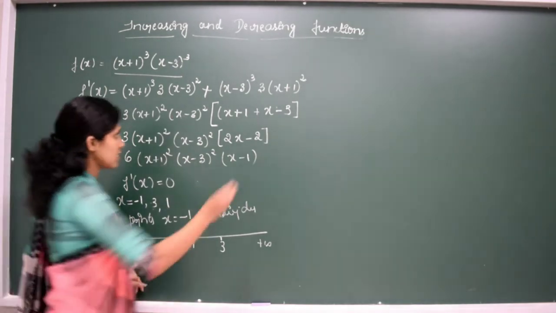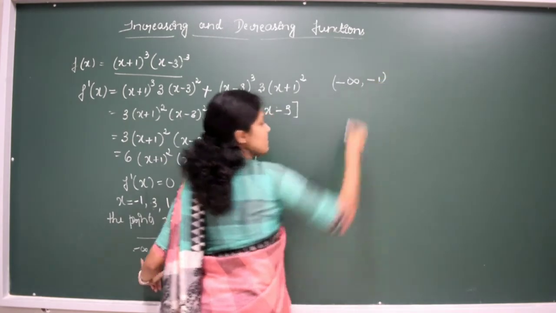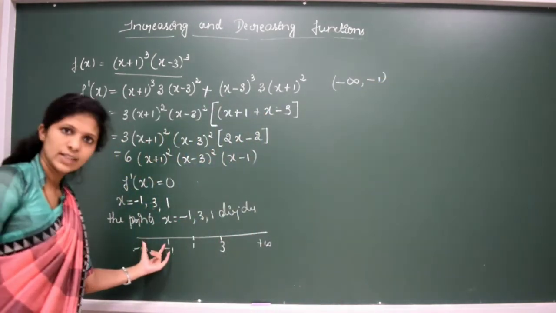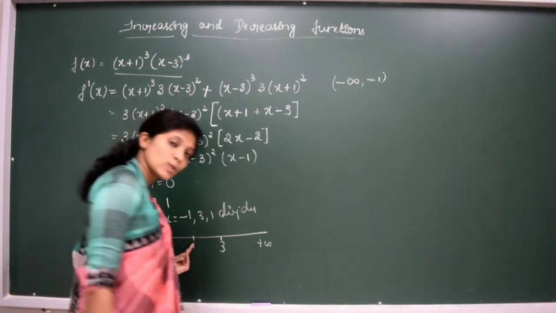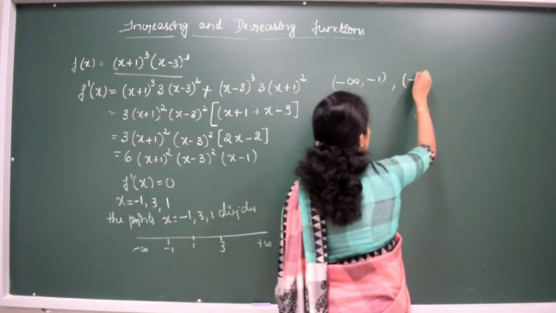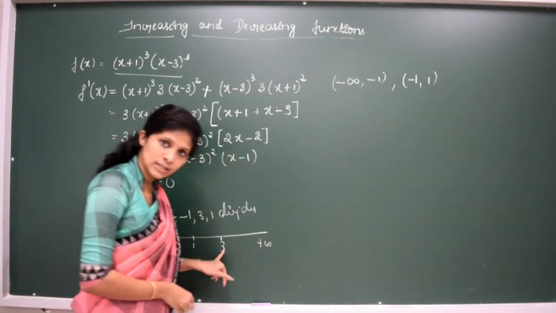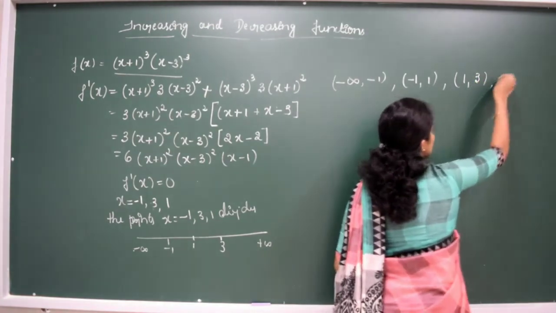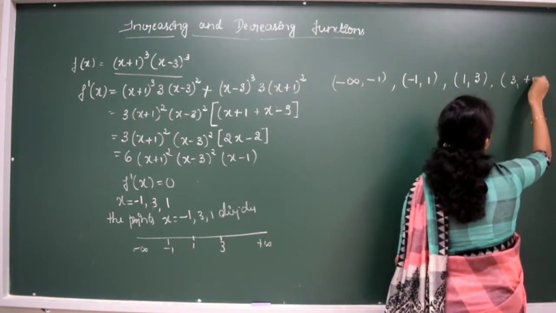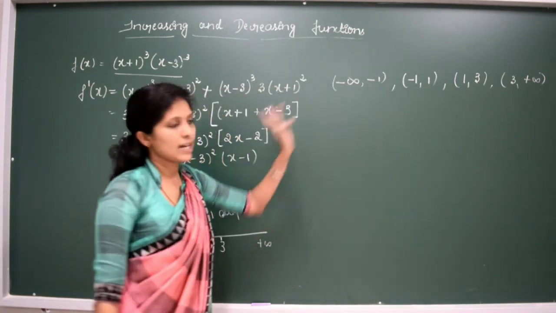What are the intervals? The first interval is −infinity to −1. The second interval will be −1 to 1. The third interval will be 1 to 3. The last interval will be 3 to plus infinity. Infinity is always in an open interval. So these are the 4 intervals.